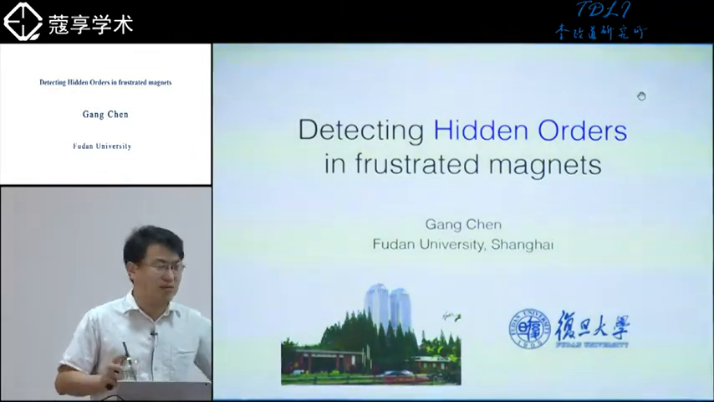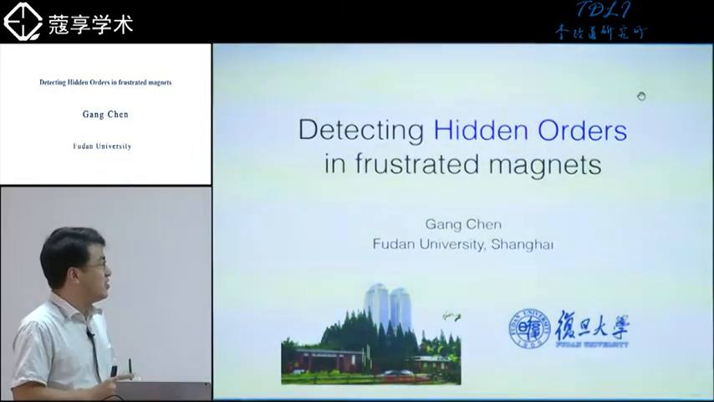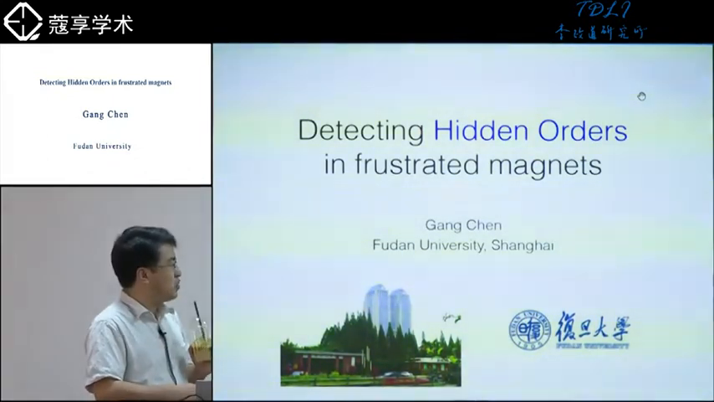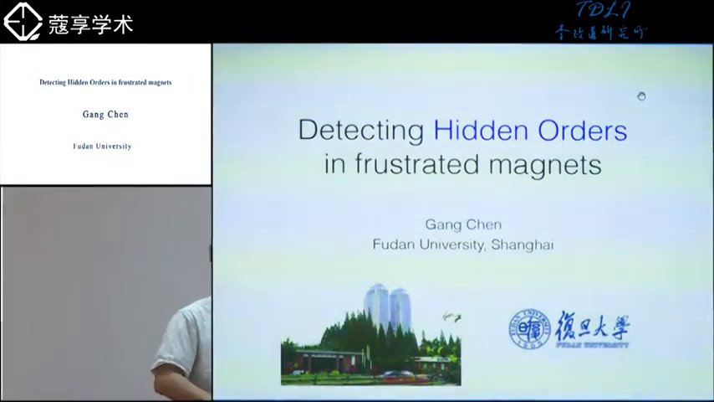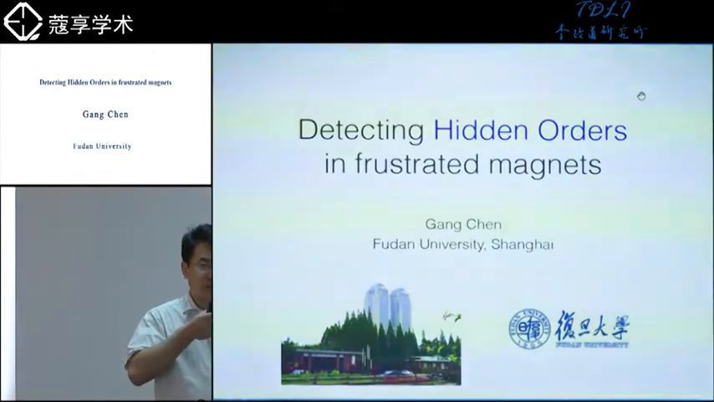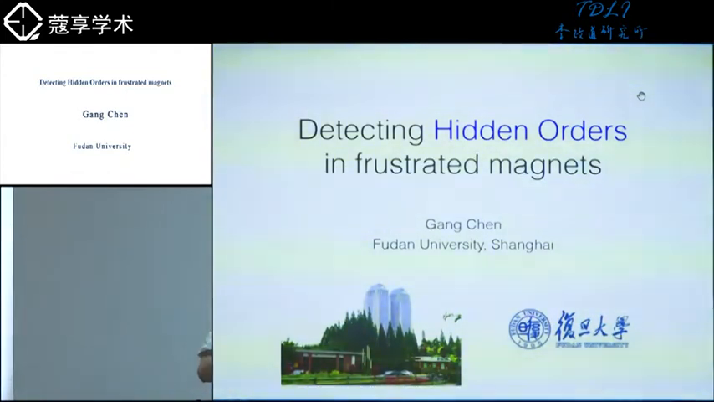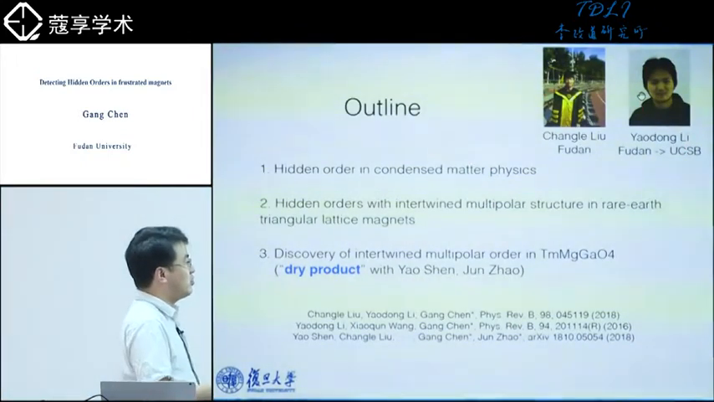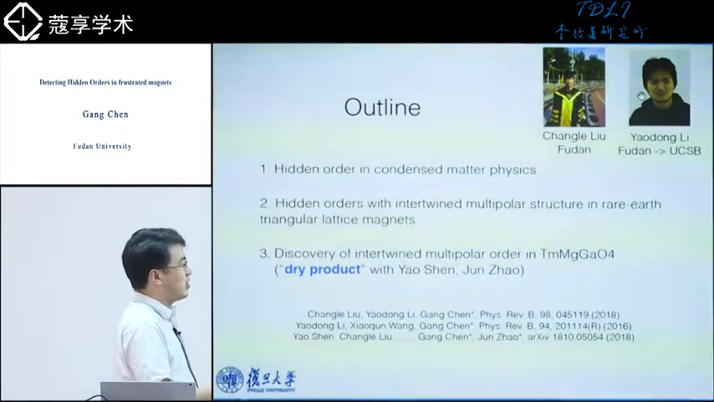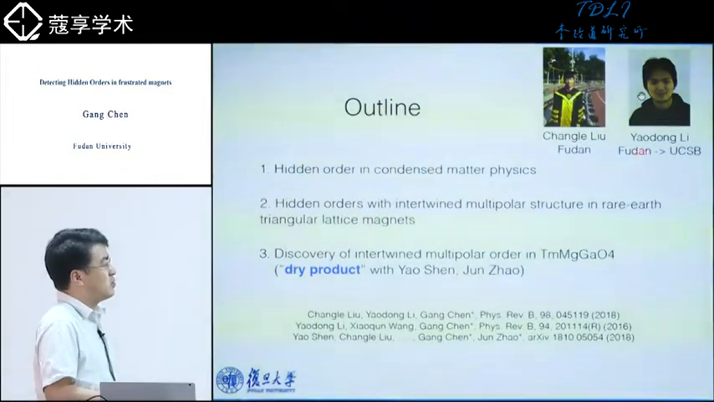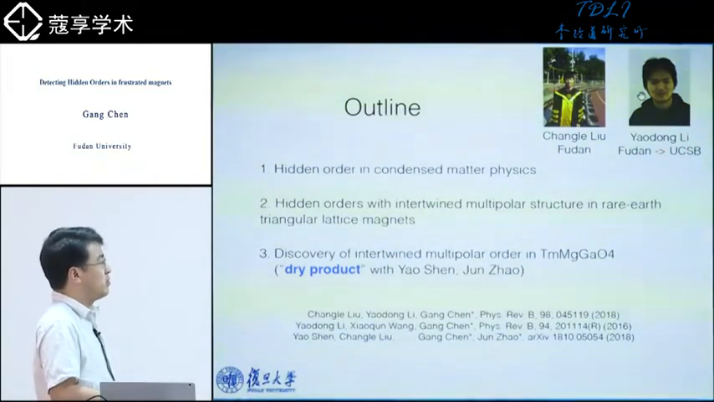So the afternoon one is about detecting hidden order in fluxural magnets. The talk is specific to fluxural magnets, but the idea can be quite general and apply broadly to other systems. This work is mostly in collaboration with Chen Liu, sitting in the audience, and also Yao Dongli, who is now a grad student transferred to UC Santa Barbara working with Matthew Fisher.